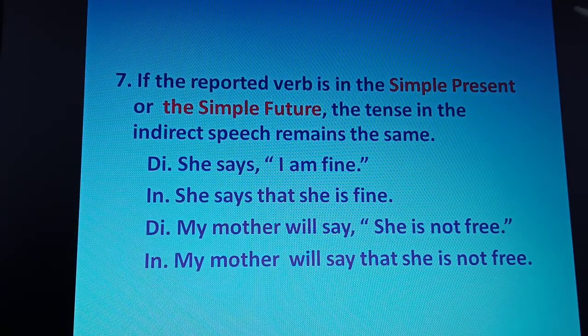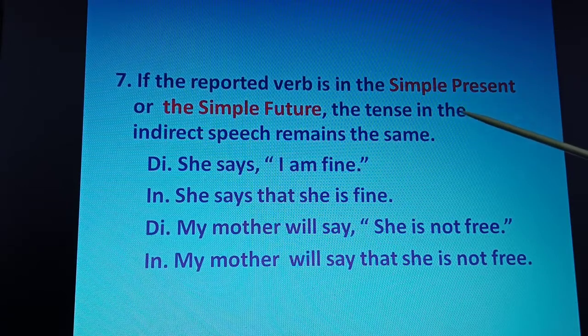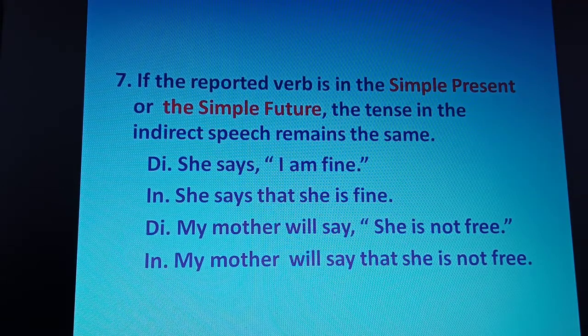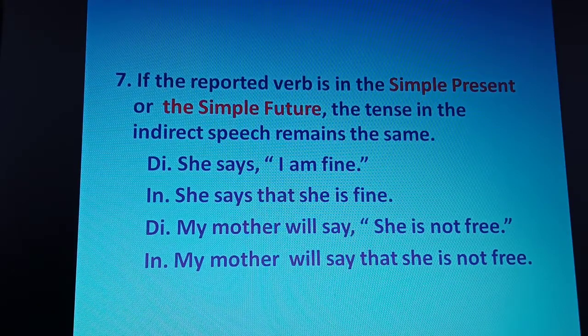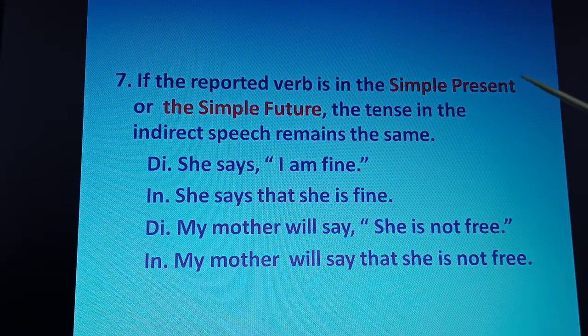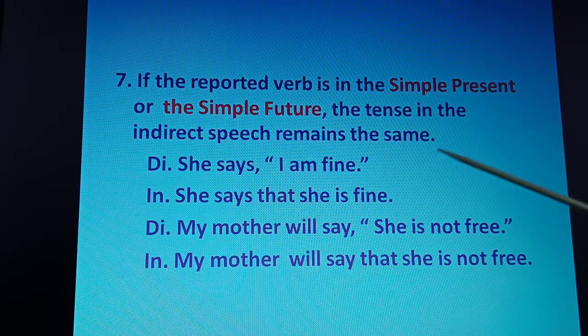If the reporting verb is in the simple present or simple future, the tense in indirect speech remains the same. Again, you see, in three ways the tense will remain the same. One is universal truth, the tense will remain the same. Second, if the reporting verb is in the simple present or simple future, then the tense in the indirect speech also remains the same.